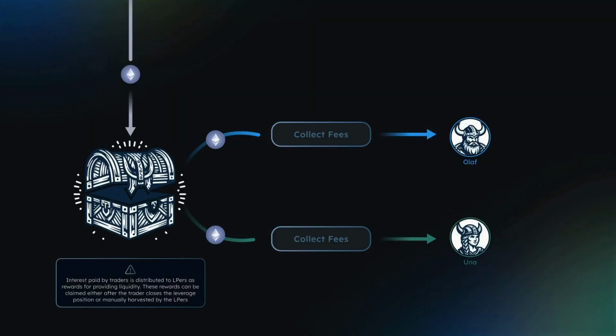Interest paid by traders is distributed to liquidity providers as rewards for providing liquidity. These rewards can be claimed either after the trader closes the leverage position or manually harvested by the liquidity providers under Leverage Dashboard tab.